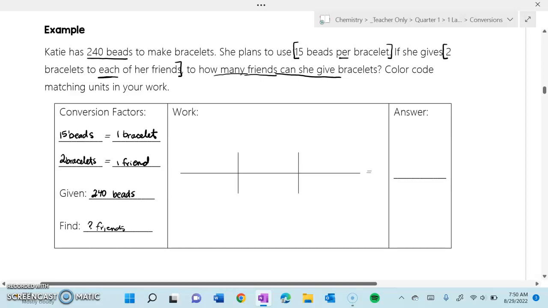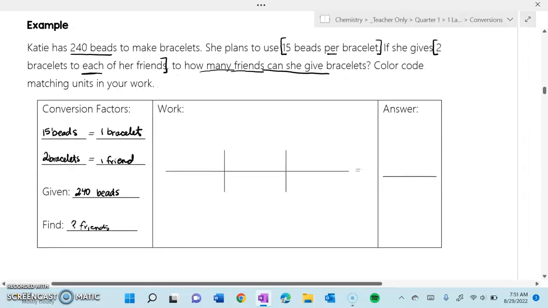Now we can sort of see our bridge come together. We've got beads, so our unit needs to match beads. Here's an equality expression we have that will link beads to bracelets. Then we can follow that with bracelets to friends, and that will be our final unit at the end. Let's go ahead and write this work down.